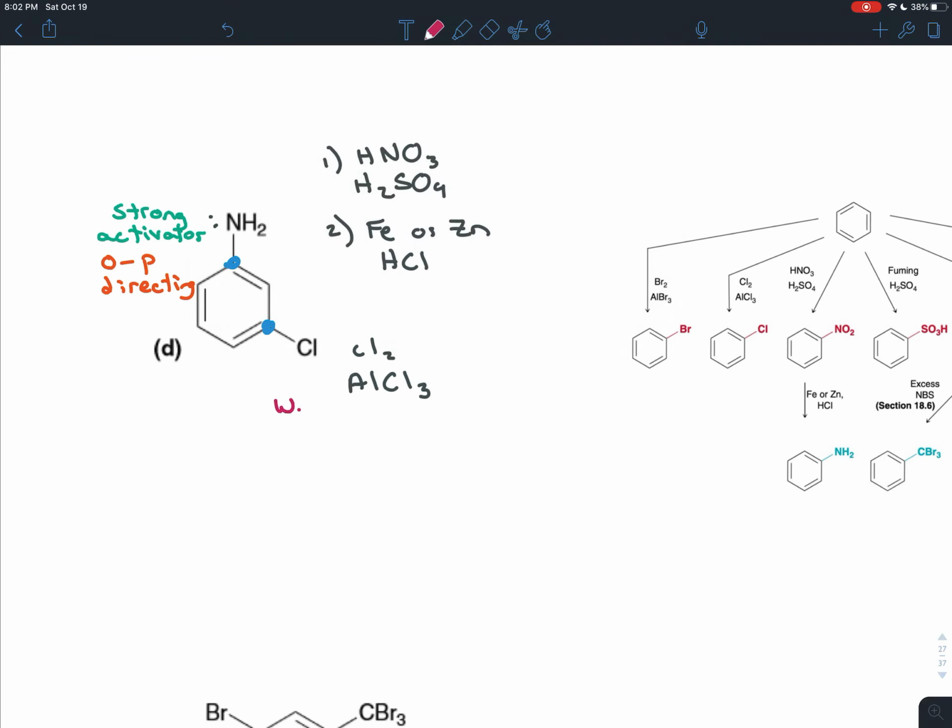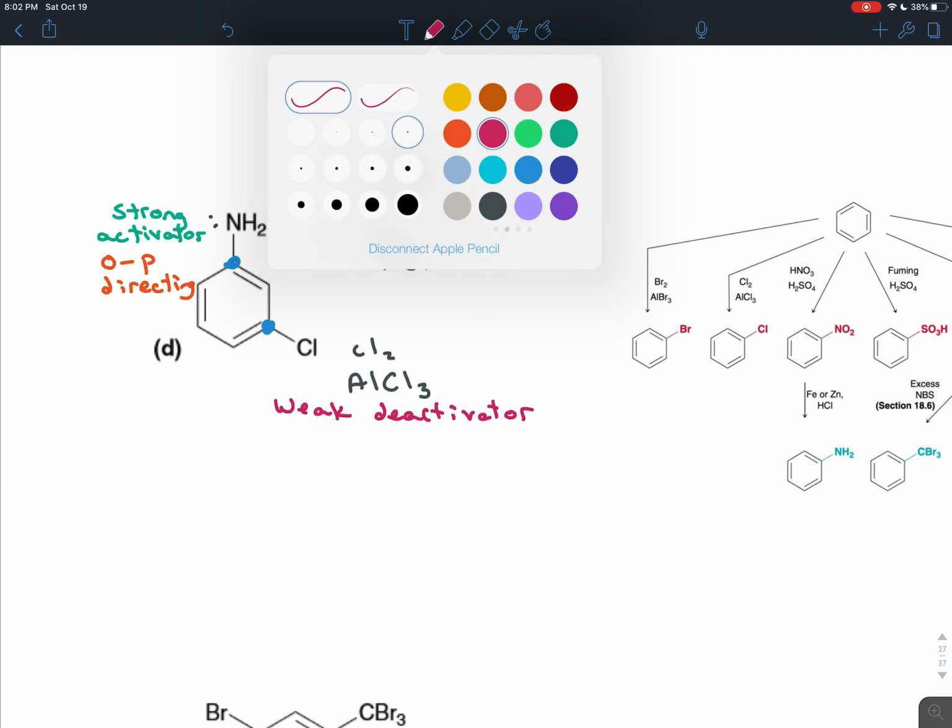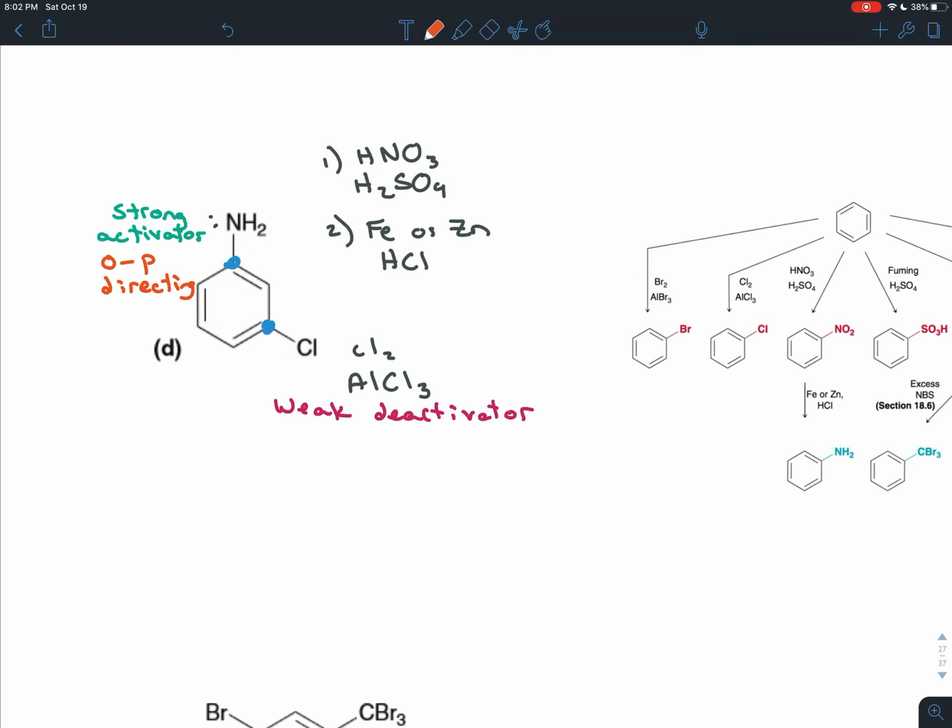The chlorine is a weak deactivator. All the halogens are weak deactivators. And that chlorine is also ortho-para directing. So it seems like we have a problem. Both of these branches are ortho-para directing, but we need the branches connected meta to each other. So how can we do that?